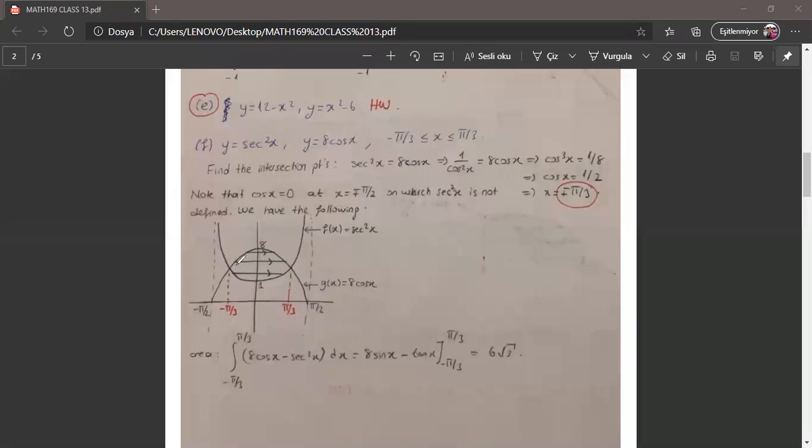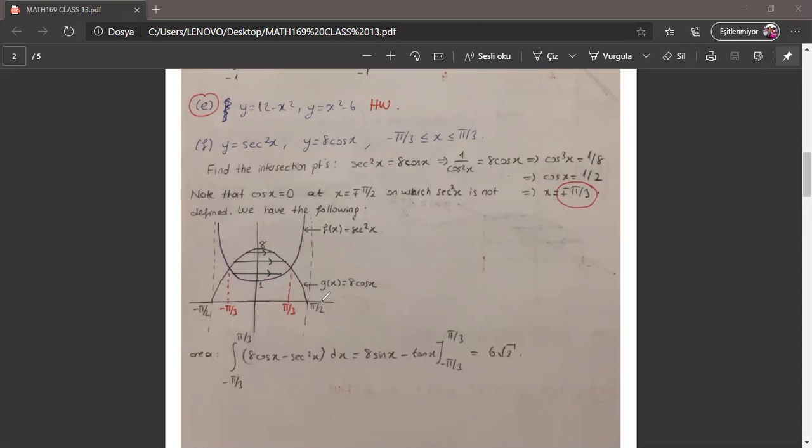So what do we have? We have this area, right? We easily see that 8 cosine x takes greater values than this one. So here we have 8 cosine x minus secant squared x, okay? Now the boundaries are these ones as we found before, the intersection points.